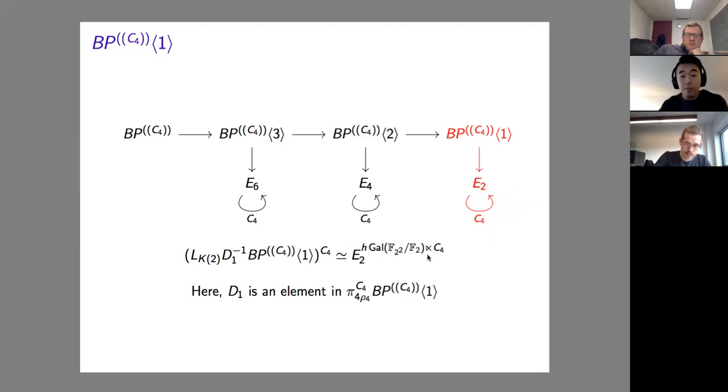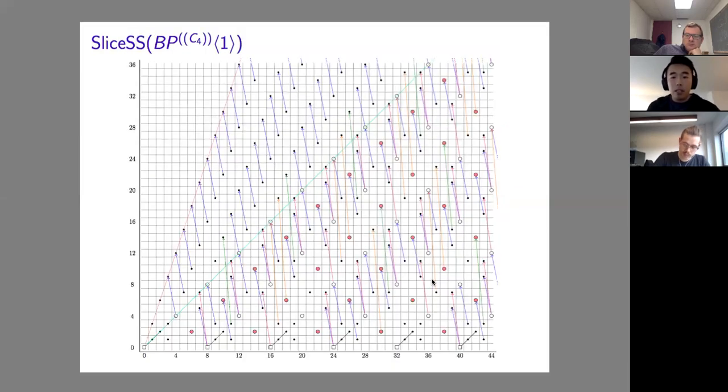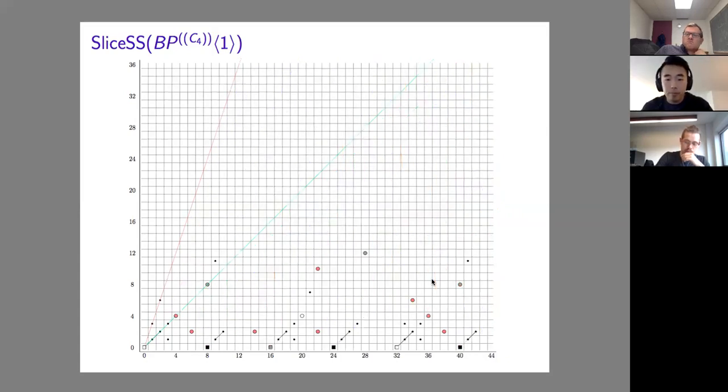So here, D is the element in the ROG graded homotopy group of BPC41. And this is a picture of the slice spectral sequence of BPC41. This is computed by Hill, Hopkins, and Ravenel. An analog of this spectral sequence using the homotopy fixed point spectral sequence has also been computed by Mark Behrens and Kyle Wormsby. And so this spectrum is related to TMF05.